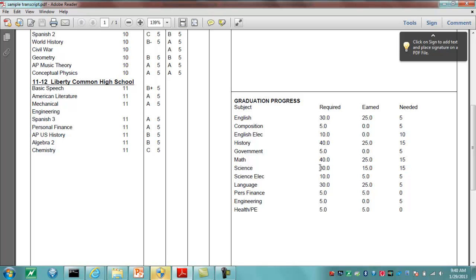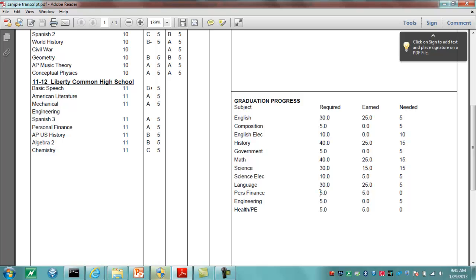For math, you are required to be in math for all 4 years, so that's a 40-credit requirement there. For science, you're required to be in science for all 4 years as well. 30 of those credits are required, and they are biology, chemistry, and physics. And then the remaining 10 credits are going to be chosen by students either in their senior year, or they will be met by the conceptual chemistry and physics class, which we'll talk about here in just a moment.